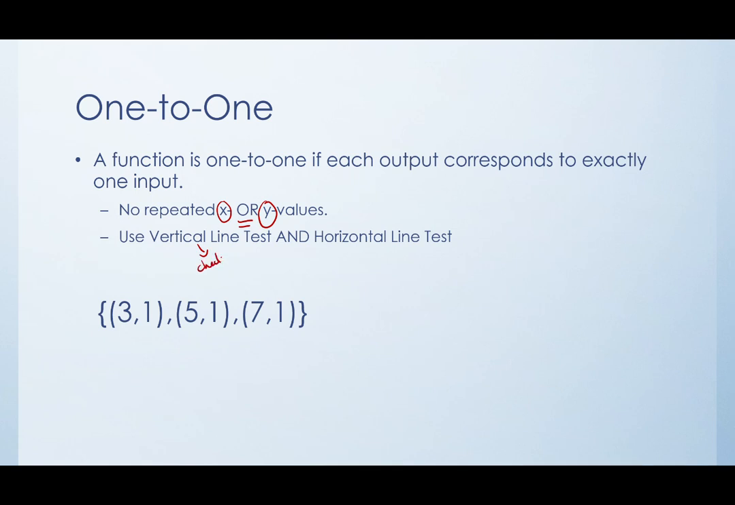We'll write that, checks for repeated x values. And the horizontal line test works just the same way, only it's a horizontal line instead of a vertical. So that's going to check for repeated y values. So if we look at this list here, we say, okay, I got a 3, a 5, and a 7. So it is a function.